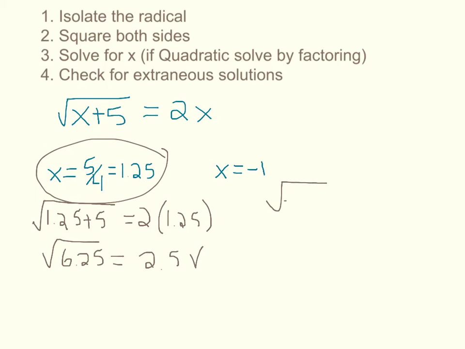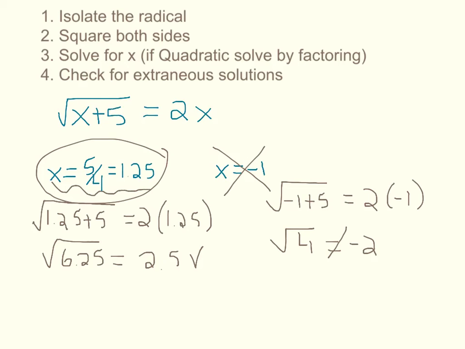So the square root of -1 plus 5 equals 2 times -1. So that would be the square root of 4 equals -2, but that's not true because the square root of 4 equals a positive 2. So -1 is an extraneous solution, but 5/4 is a solution.